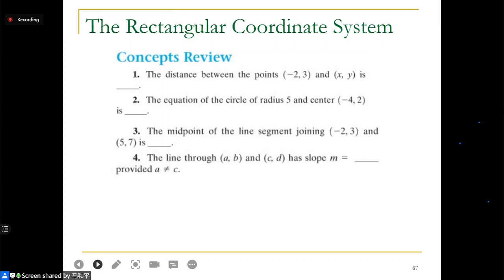Now we have a concepts review, questions 1, 2, 3, 4. I'll give you just 5 minutes to finish it. Quickly now.